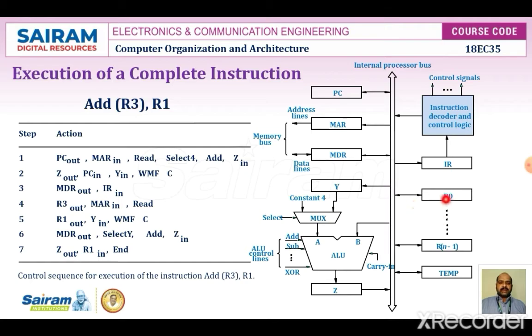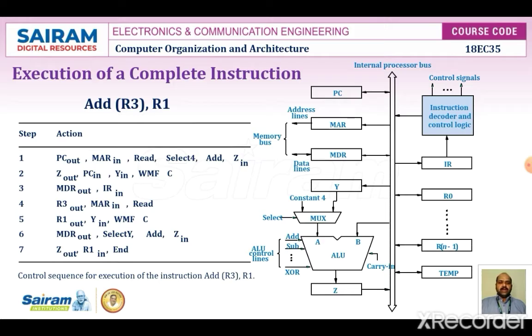So the address which is going to be lying in the register R3 will be placed on the processor bus, and the processor bus is going to take the data into the memory address register, and a memory read signal is going to be issued from the MAR through the address line to the memory bus. So this is going to be Step 4.